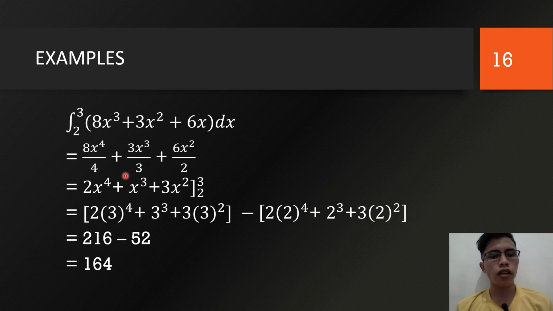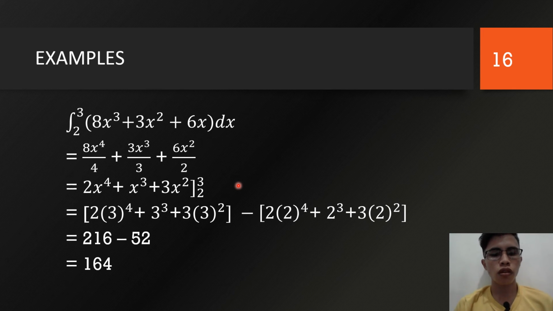So 8 divided by 4 is equal to 2. Then 3 divided by 3 is 1. Then 6 divided by 2 is 3. So the result will be 2x to the fourth plus x cubed plus 3x squared, and it will be evaluated from 2 to 3.